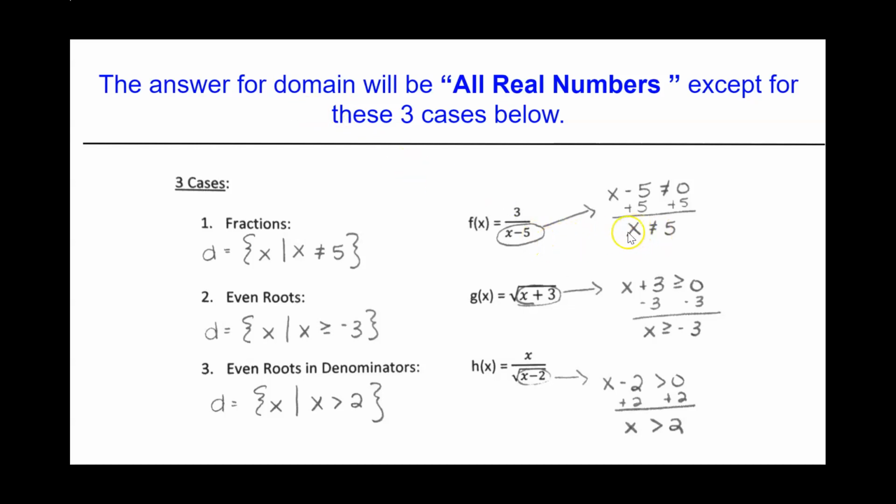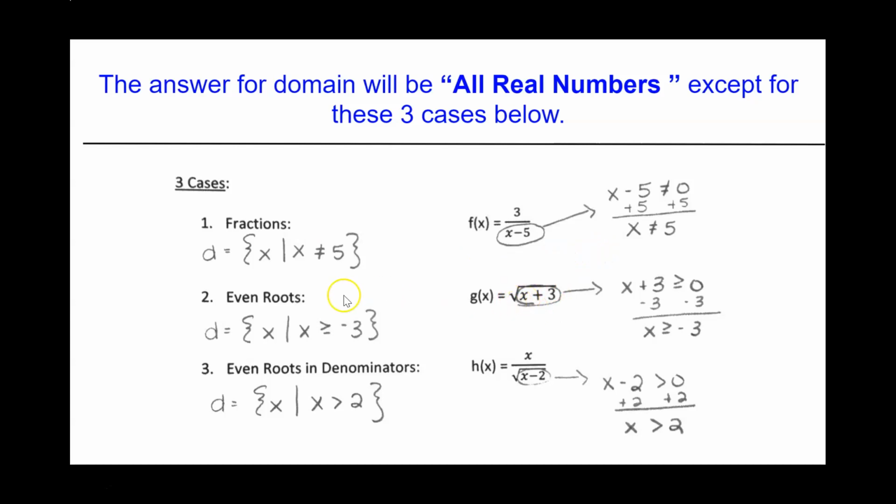So for here, you can have any number that you choose, except for 5. So we can go from negative infinity to 5, putting parentheses around both with a comma in the middle, union 5 to positive infinity. That's called interval notation, which you use for writing the domain.